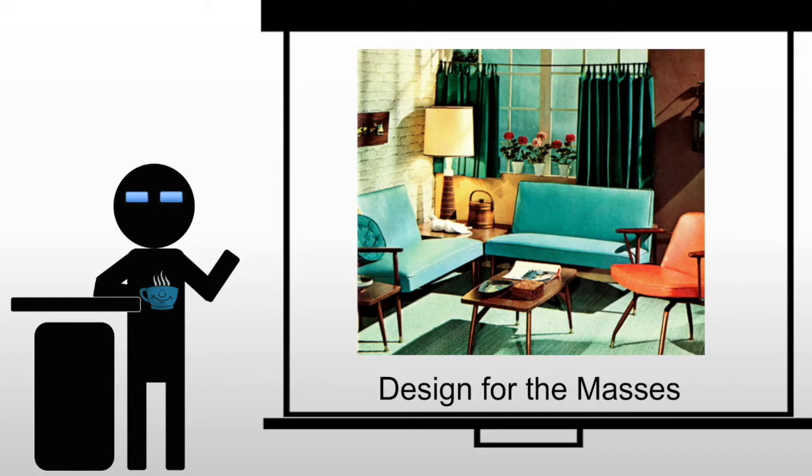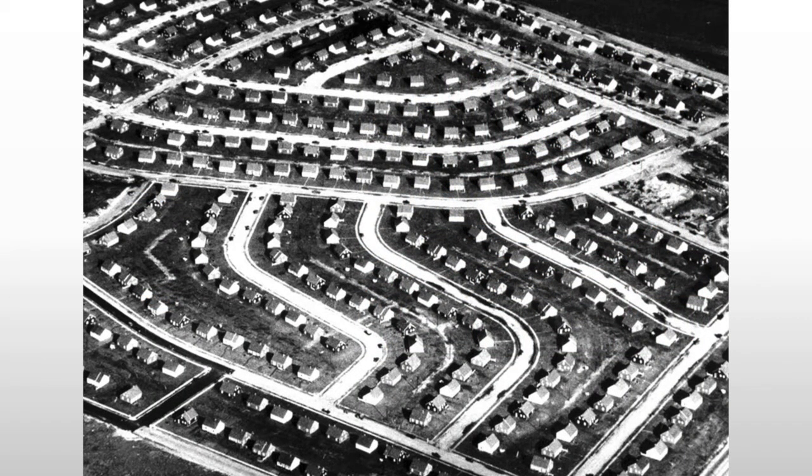So let's talk about that design for the masses. The population at this point is starting to increase rapidly. And of course, there's going to be an increased demand for housing. And apartments in urban areas and houses in suburban areas are going to be built primarily on speculation.